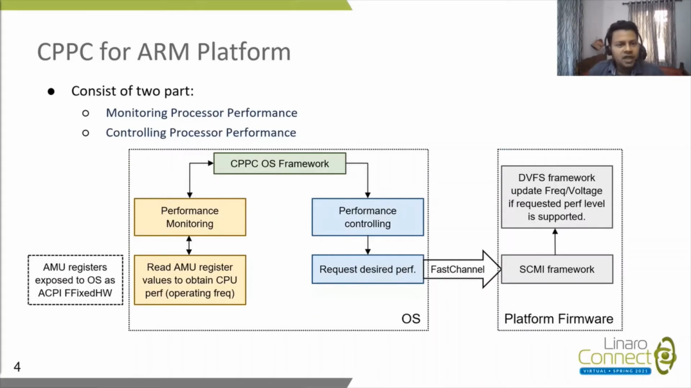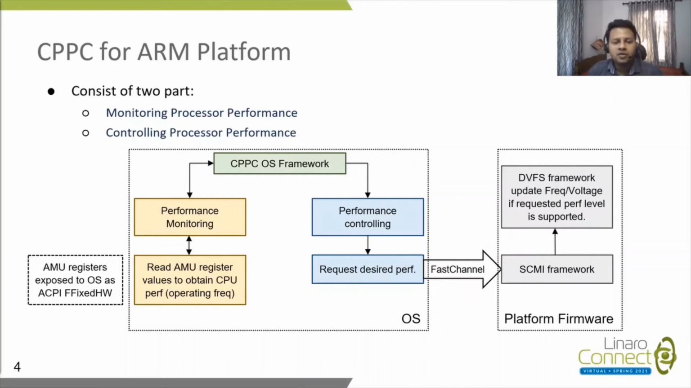And the CPPC framework implemented in ARM platforms has two parts. One is the performance monitoring part, and the second is the performance controlling part. On the performance monitoring part, it uses the activity monitor, or AMU, registers to obtain the CPU performance. Using the AMU register values, the OS will calculate the operating frequency.